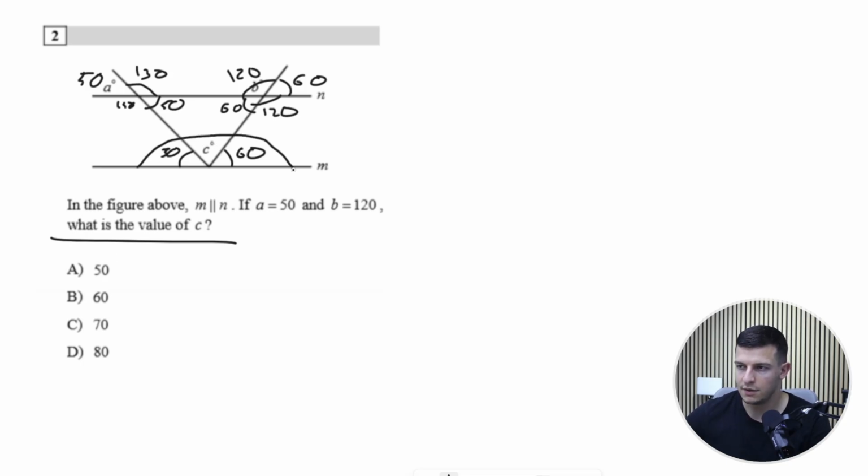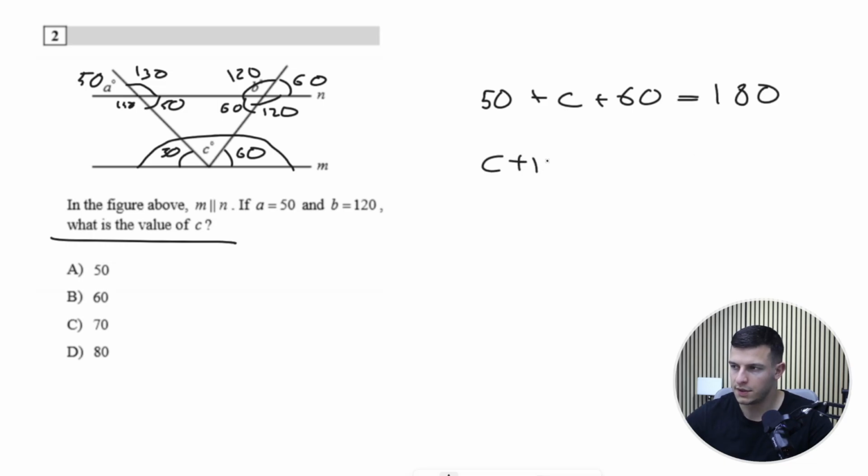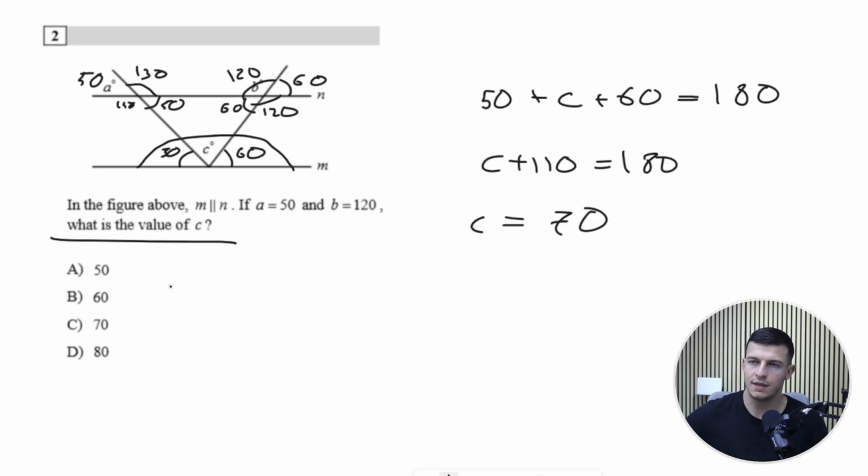Now, this big piece here is all three supplementary angles, meaning 30. Oh, is that 30 or 50? 50. 50 plus C plus 60 should be equal to 180 degrees. So C plus 110 equals 180, and C is going to be 70 degrees. So 180 minus 110. C.